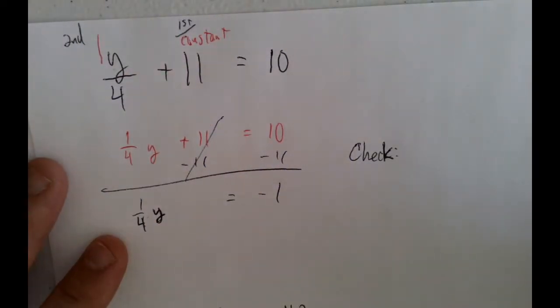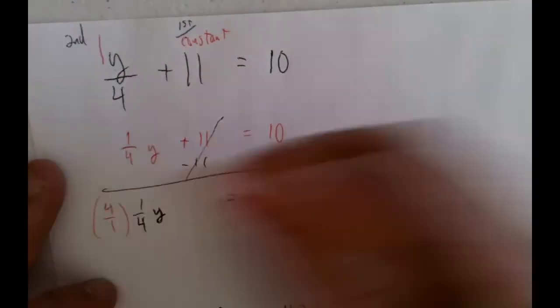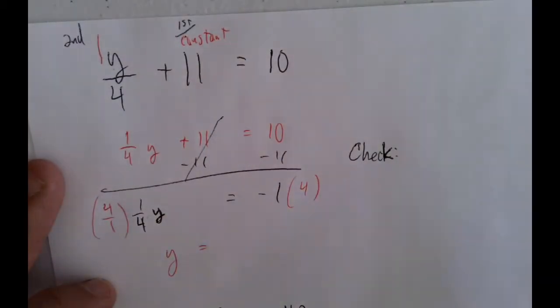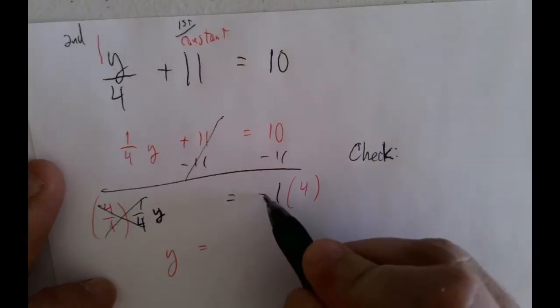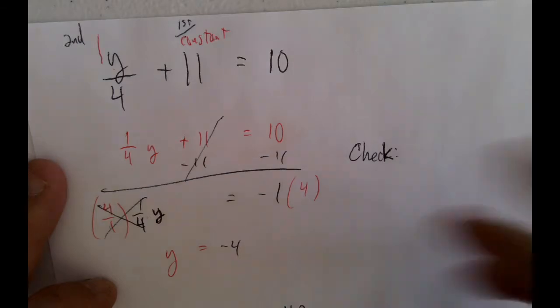So I can actually multiply through by the reciprocal of 1/4, which is 4 over 1. I've got to do it on both sides. So I'll get y by itself. Y. Because 4 over 1 times 1 over 4, we get the cancellation. And then -1 times 4 is -4. Now, you see a little option over here to check.